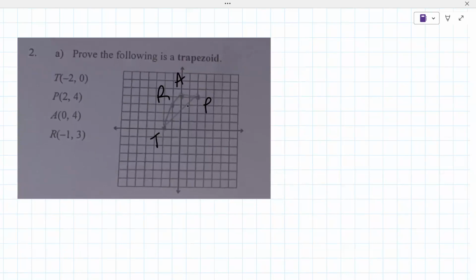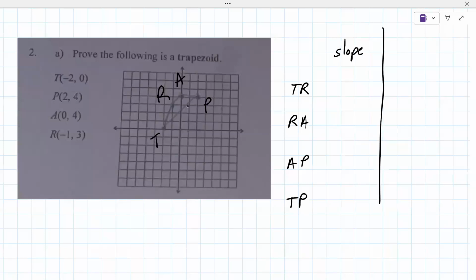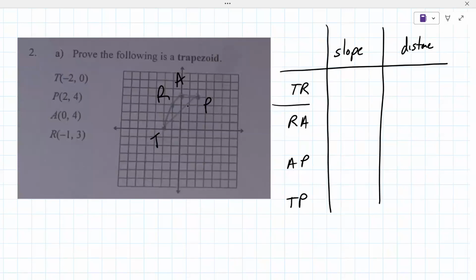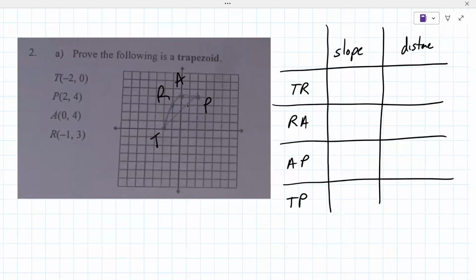Right. So what I was saying is that you've got to go left to right. So PR, RA, AP, and TP. You've got to find the slope and the distance with all of them. They might as well just have you do this. Okay, so why don't we start with slope since it's easier? I would recommend counting boxes. And it does matter, left to right.